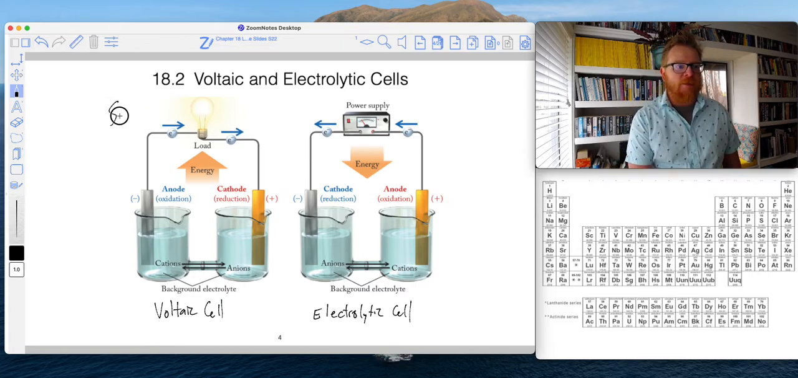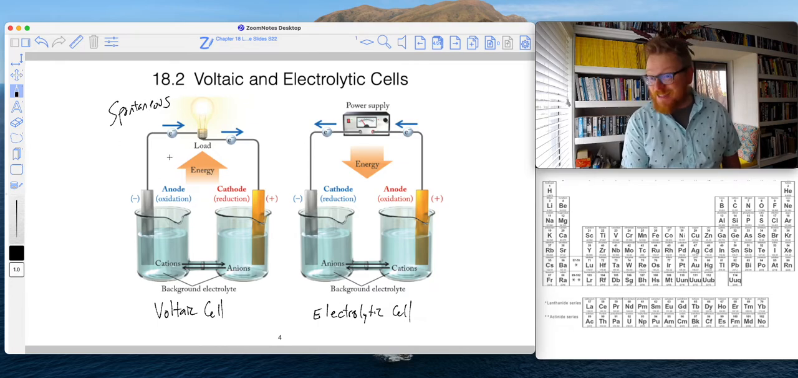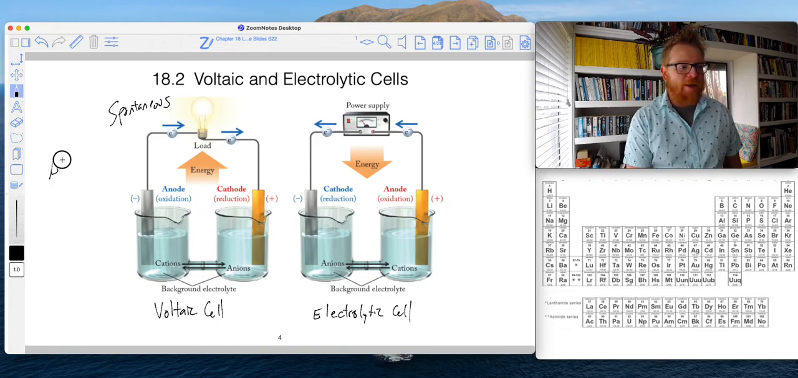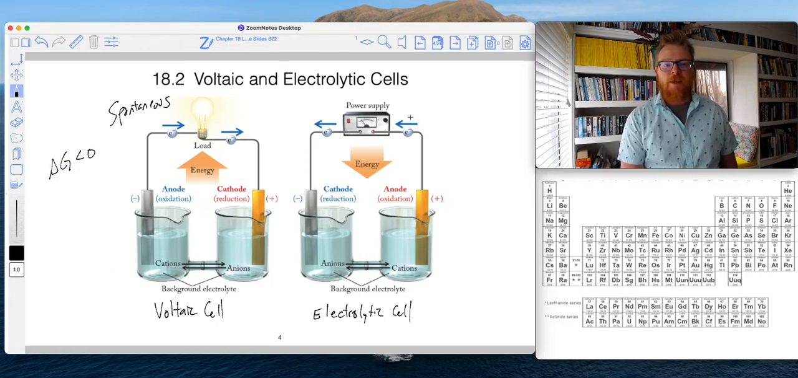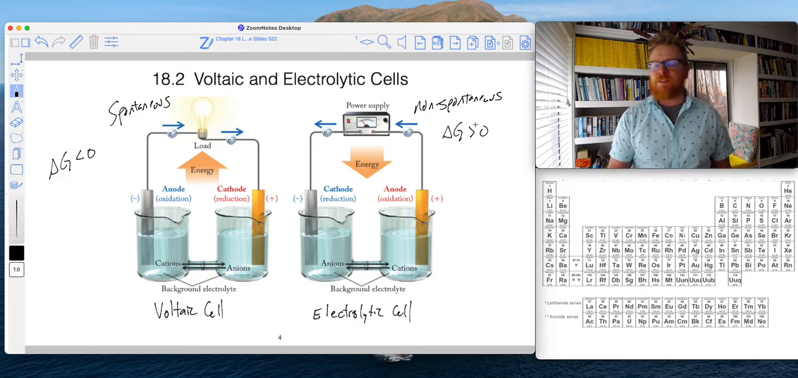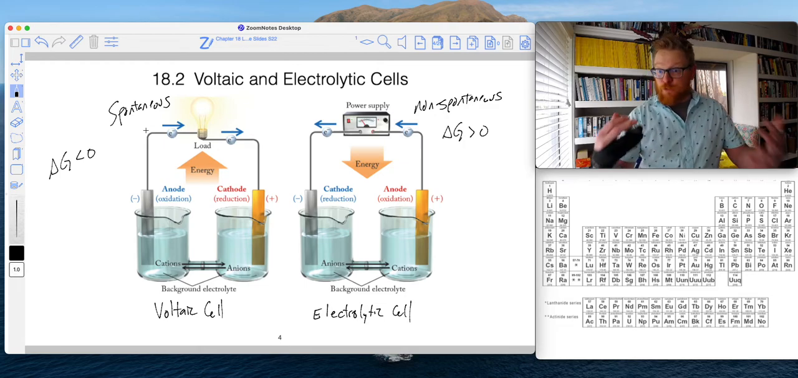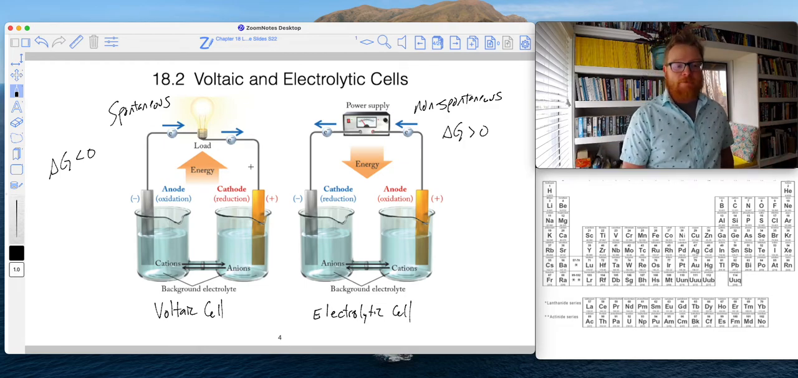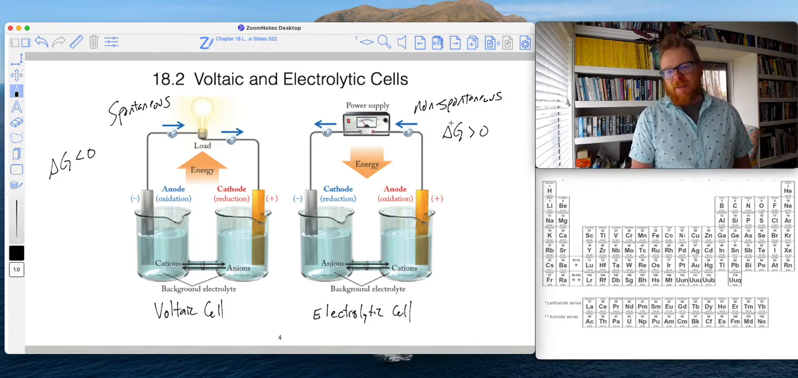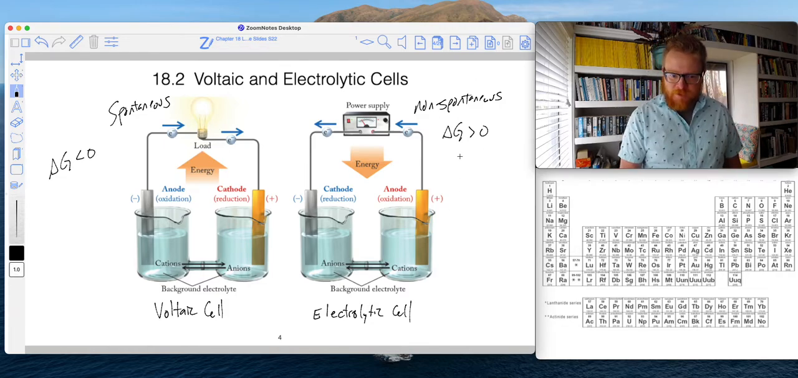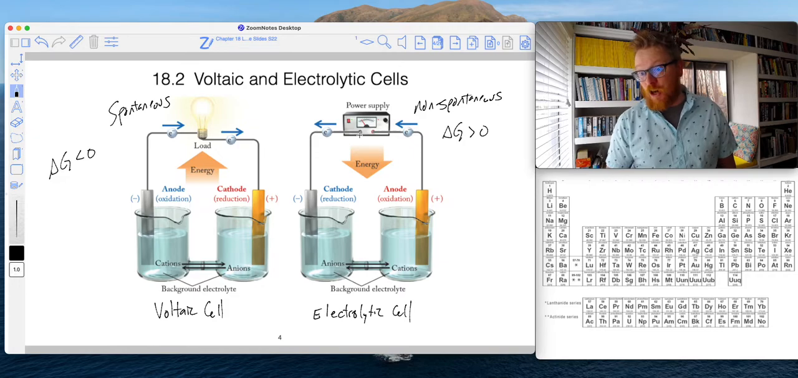So this is thermodynamically spontaneous. We could conclude this is delta G less than 0. This is non-spontaneous, delta G greater than 0. And that makes good sense, right? If this is spontaneous, it is going to give us free energy, and we can use that free energy to do a number of tasks. And for this non-spontaneous cell, we have to supply it with energy, which means you've got to plug it in and charge up your battery, okay?